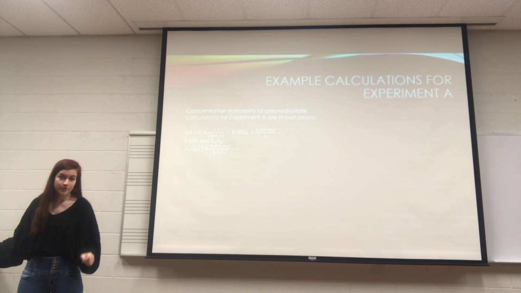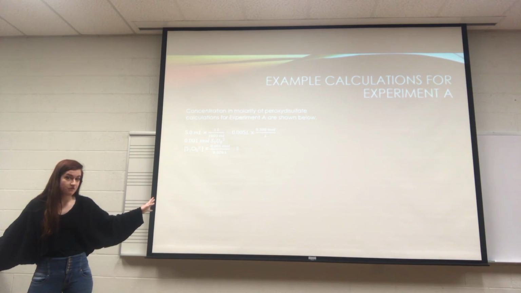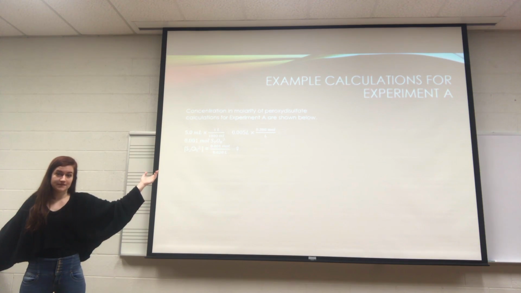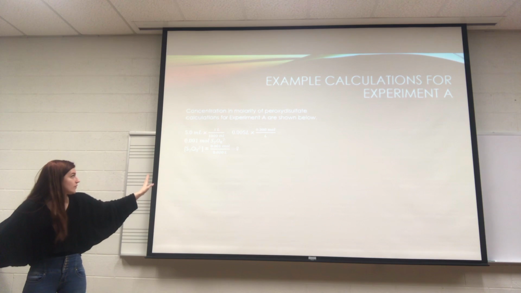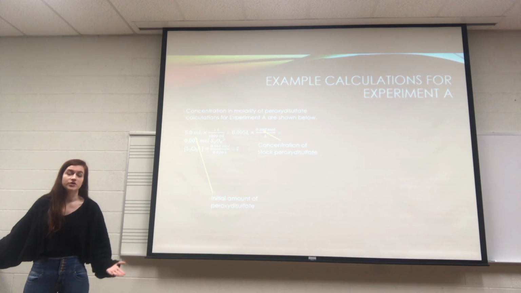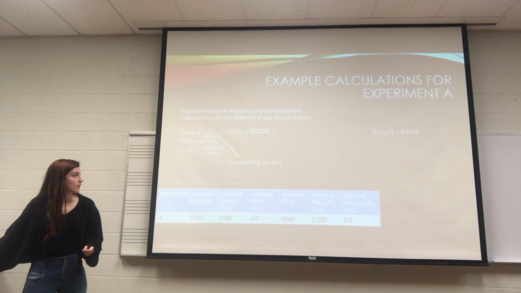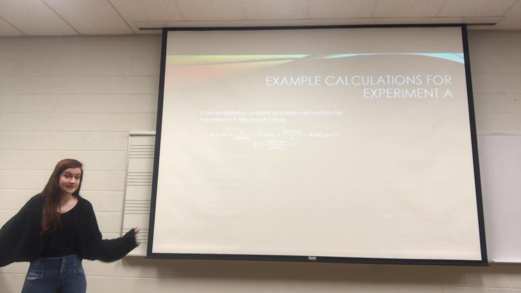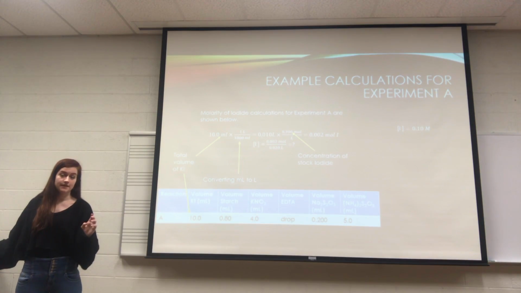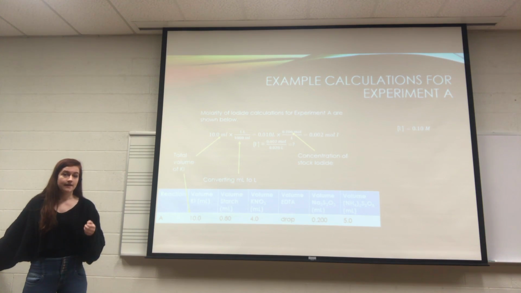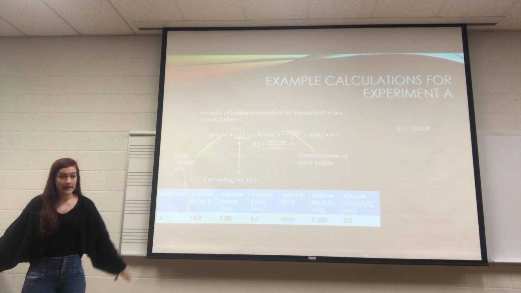Now we need to get the concentration of the peroxydisulfate and the iodide. To start with the peroxydisulfate, the calculations for experiment A are shown below. We have the known amount of peroxydisulfate solution that we were given. We have the initial amount of peroxydisulfate, the concentration of the stock peroxydisulfate, which was on the bottle, and we end up with a molarity of 0.05 for the peroxydisulfate. We repeat the process for the iodide, and we end up with a molarity of 0.10 for the iodide. And again, this is going to be different for each of them, but we're talking about A.